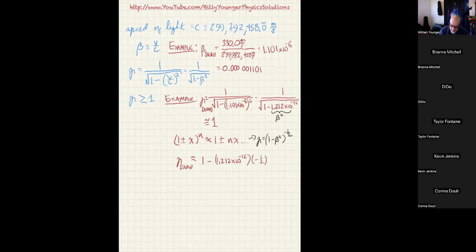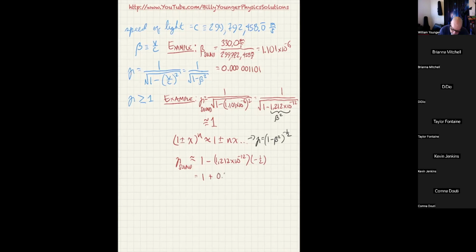So I did it a little bit in the opposite order, but you can see this is going to be 1 plus 0.5 times 1.2116 times 10 to the negative 12. That is 1 plus 0.000000000006058. Okay, so yes, it's clearly bigger than or equal to 1, but in this case, it really is close to 1.